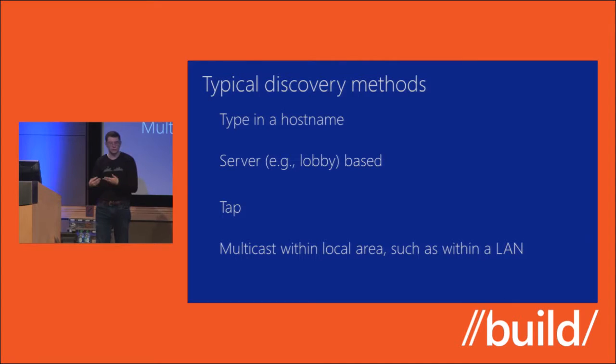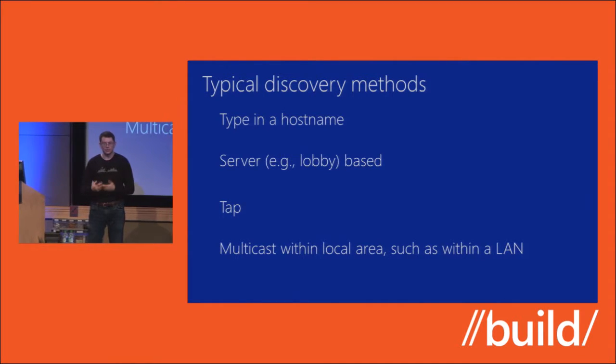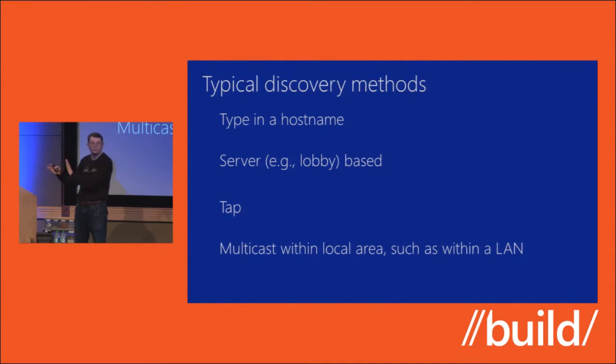Second category is sort of server-based. If I was using, say, the Xbox Live SDK, I might be using a lobby or something to find people around the world that are interested in doing some activity. The tap experience is, I tap 2 machines together using the NFC radio, and then I found them by physical proximity. And the last one is I can multicast or broadcast within the local area and look for people, say, in this room that might be playing or might be interested in playing the same thing, or collaborating, sharing the same experience. Now, typically this last one is within a LAN, but we'll talk about that.